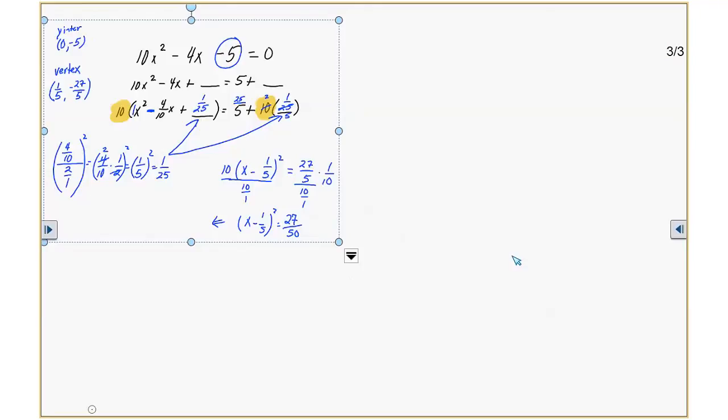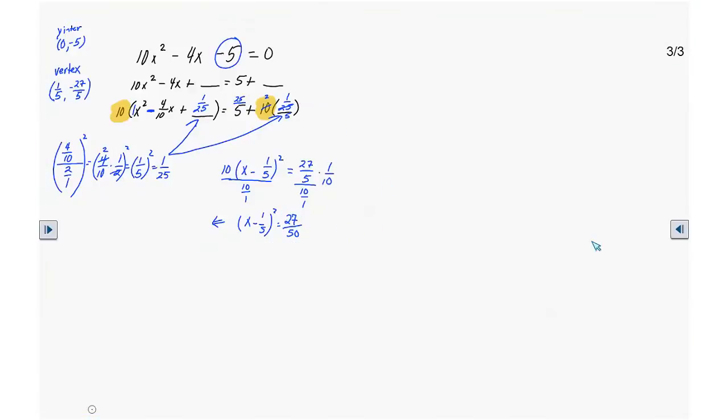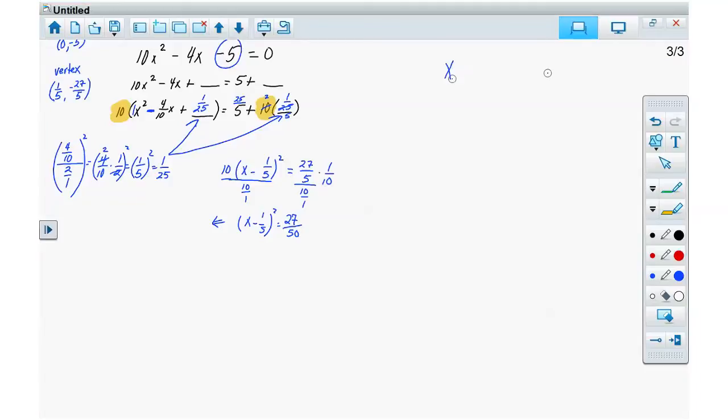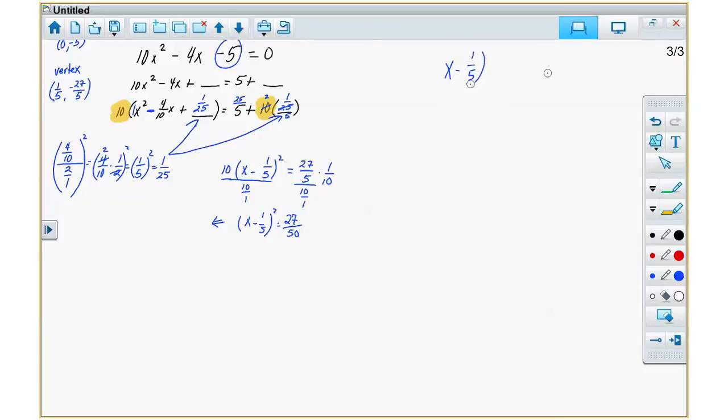And I wouldn't have known how to do that if I didn't grow up on CAD, where you explode things and unexplode. So, x minus 1/5 quantity squared is equal to 27 over 50.